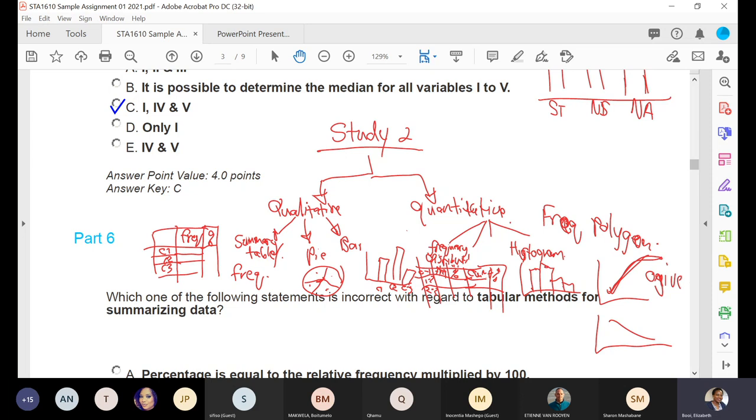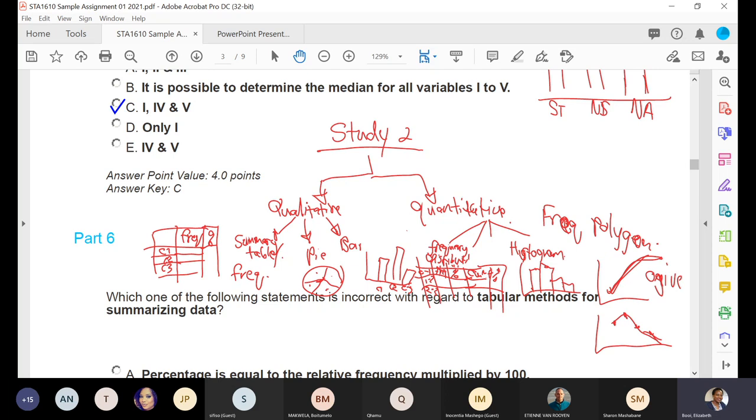Actually, I'm not drawing it right, because it starts at the bottom and it goes up. So it starts there, then it goes there, then it comes down, then it comes down. So it will look like this, which is your frequency polygon. So those are the types of charts you can have.